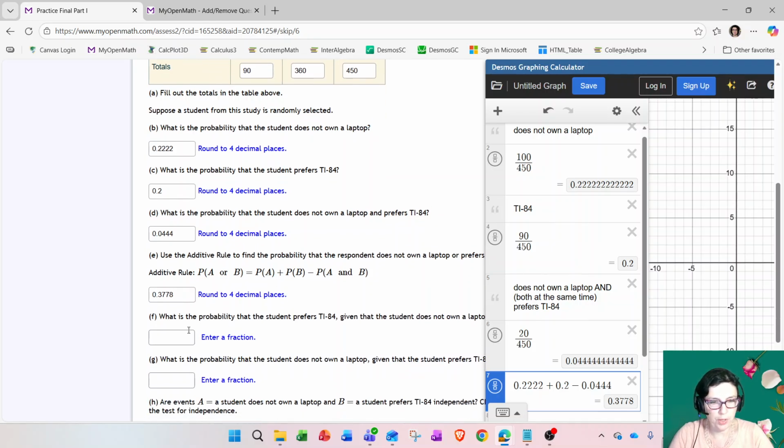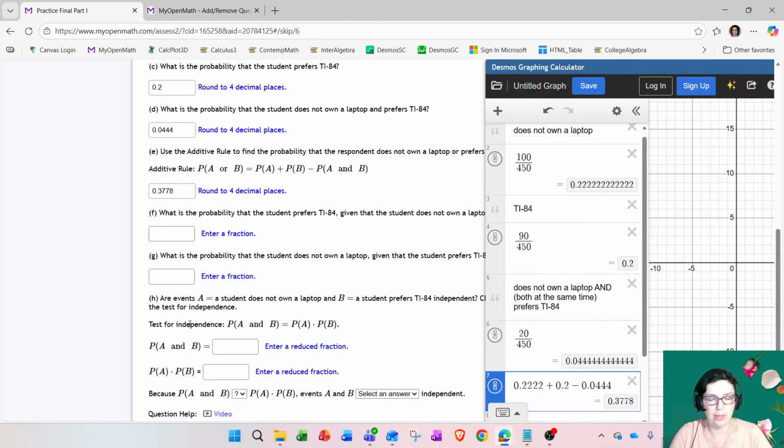Now, starting with part F and below that, you're going to need answers as fractions. Notice that in part F and G, you do not need to reduce them, but I think I'm going to do that anyway. But here, I have to. So just to be safe, I'll probably reduce them.